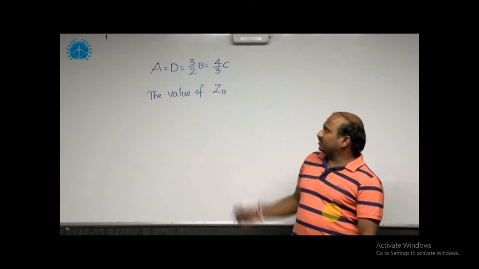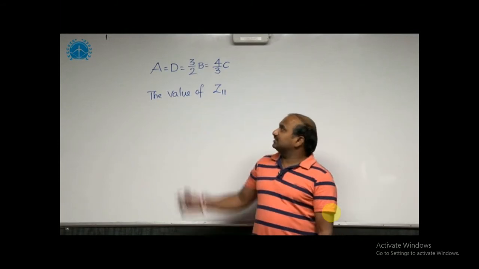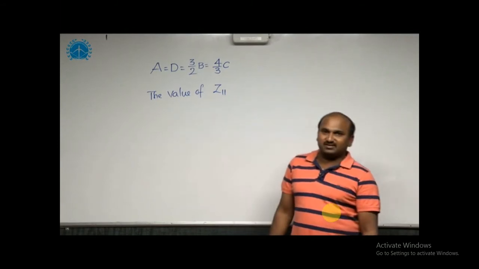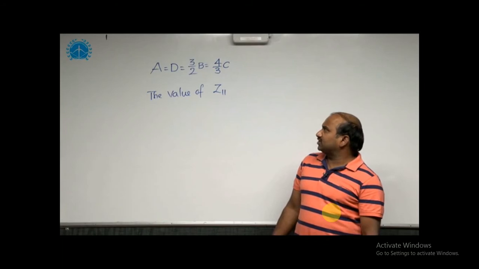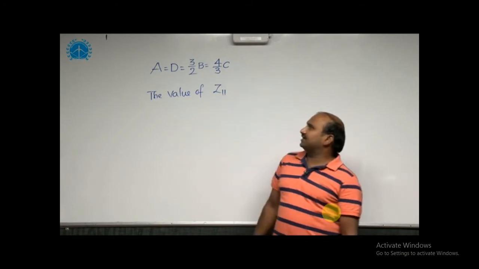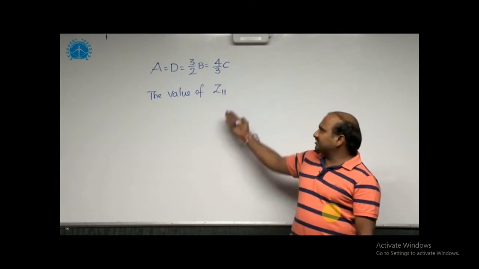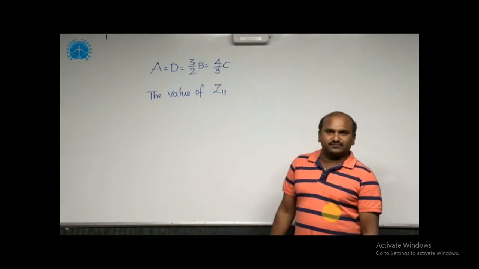A two-port network is described in terms of ABCD parameters, A equal to D equal to 3 by 2, B equal to 4 by 3 into C. We need to estimate the value of Z11.